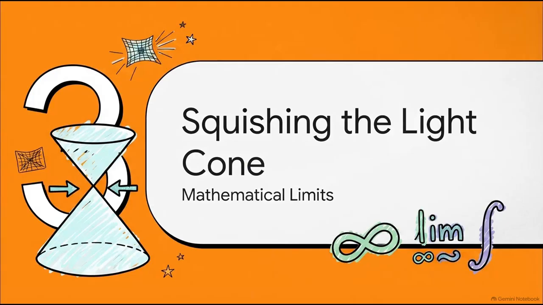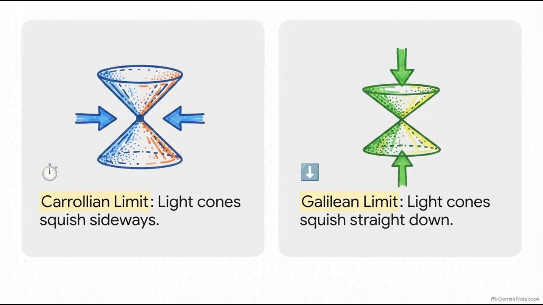Let's jump into Section 3, squishing the light cone, the mathematical limits. To fix all this broken math, we have to look at how space and time can be stretched and, well, squished. If you take the ultra-relativistic Carrollian limit, a standard light cone gets squished completely sideways. This effectively drops the speed of light on our holographic boundary all the way down to 0. Now contrast that with the non-relativistic Galilean limit, where the light cones just squish straight down. To make the physics of our boundary actually match up, researchers lean heavily into that sideways Carrollian squish.